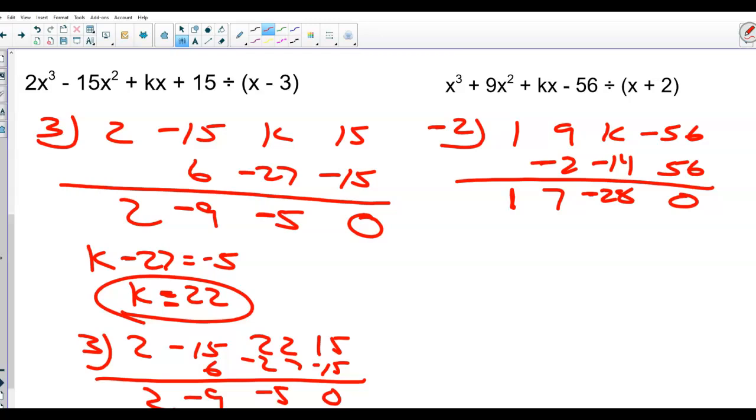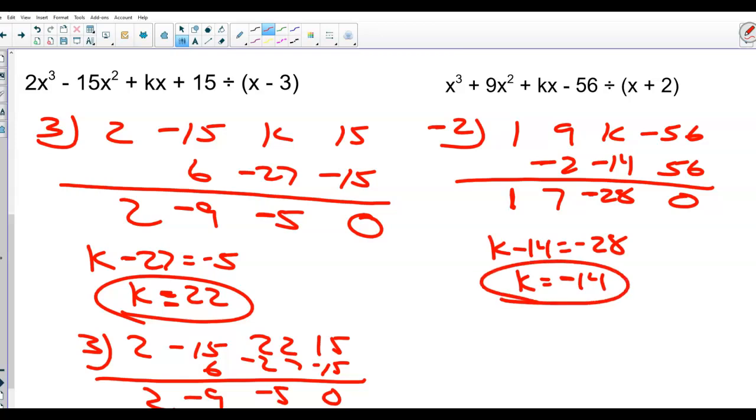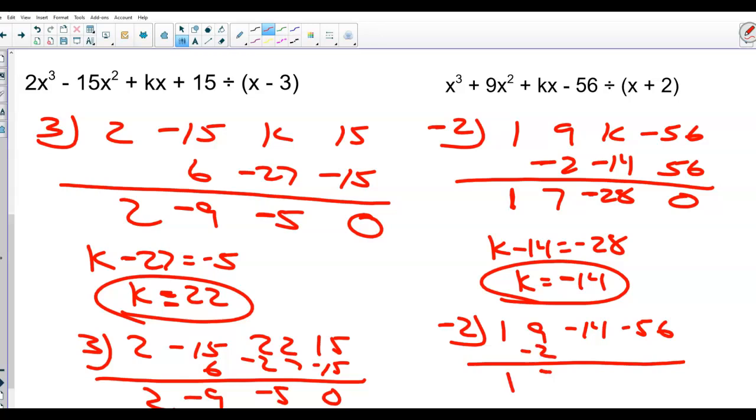So this column right here, k and negative 14, have to add up to negative 28. k minus 14 equals negative 28. My k equals negative 14. That's all it is. Now, when I put that number in, 1, 9, negative 14, negative 56, drop the 1, negative 2, we get 7. Negative 14, I get a negative 28. Negative 28 times negative 2 is 56, and we get that 0 back, so I must be right.